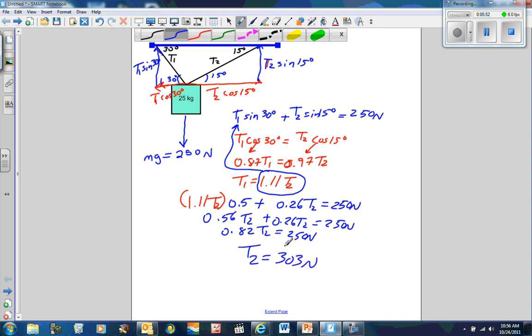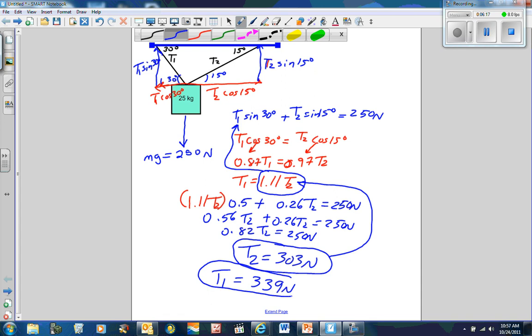All right, well, how do I get T1? Well, I just take this number right here and substitute it back in my red equation right there. And so T1 will equal 303 times 1.11, and I get 339.46. So we'll just say 339. That's my other answer. And so that is how you do a problem with two unknowns. You have to get two equations and use substitution. There's probably other ways to do it, but that's the way that I do it.